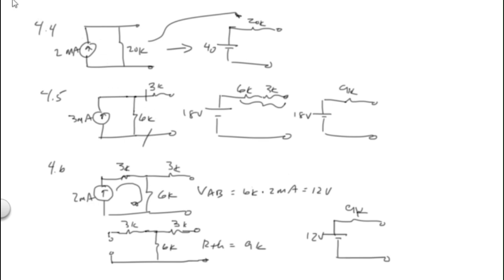4.7. Find the Thevenin equivalent left of the CD terminals of figure 4.18D. Then find the equivalent circuit left of AB. So first of all, for 4.7, we find the Thevenin equivalent circuit left of the CD terminals.